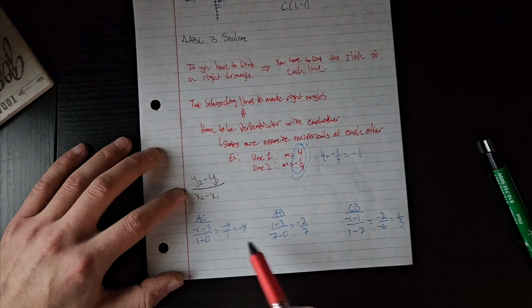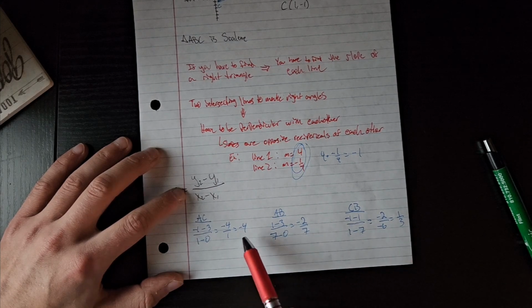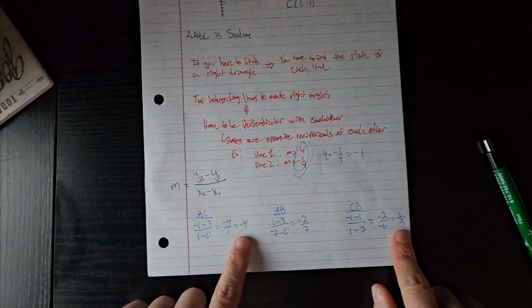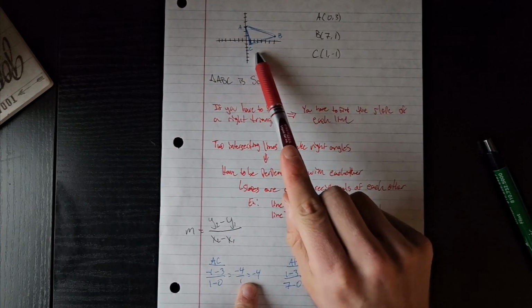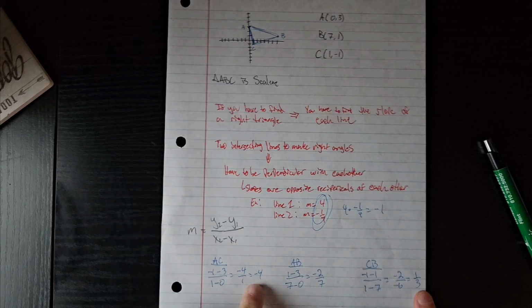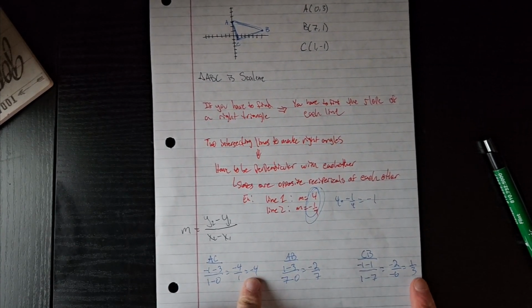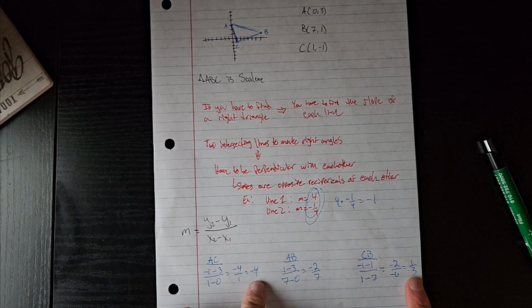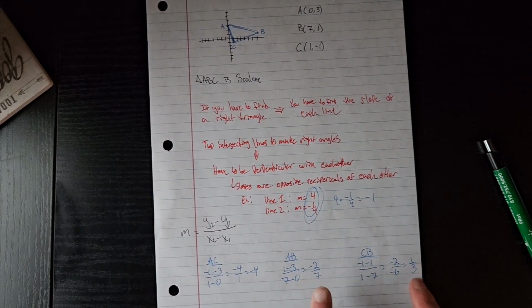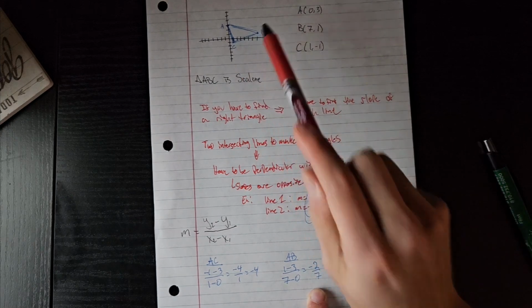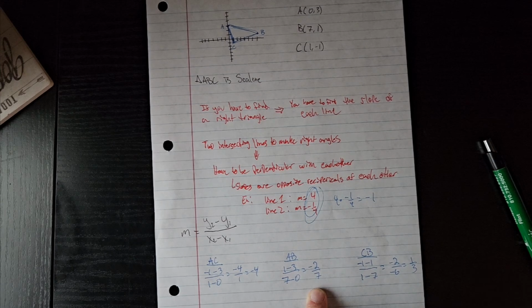Okay, so looking at my slopes, AC and CB is this intersection right here, which is the one that looks like the right angle. They are not opposite reciprocals of each other. They're close, but they're not, which is why we can't assume. This is 1/3, this is -4. If we multiply them together, they do not equal -1, so that's a no-no. Negative 2/7 and 1/3, that's AB and CB. So this intersection right here is not a right angle.